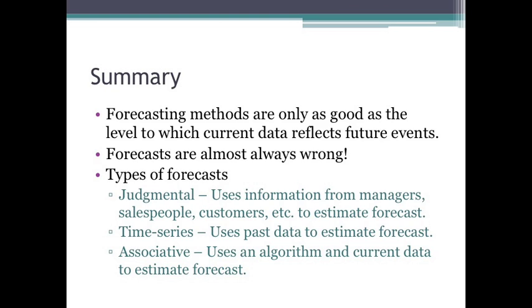Then we have types of forecasts. We have judgmental forecasts, where we get opinions from experts, people who are involved with the item that we're trying to forecast. We have time series forecasts. These tend to be the simplest. Here we just assume that history is going to repeat. We take past data and project it into the future. And then there are associative forecasts. Here we try to get to the root causes of our results. So we try to find an algorithm, a formula that explains our results by using things that affect those results.